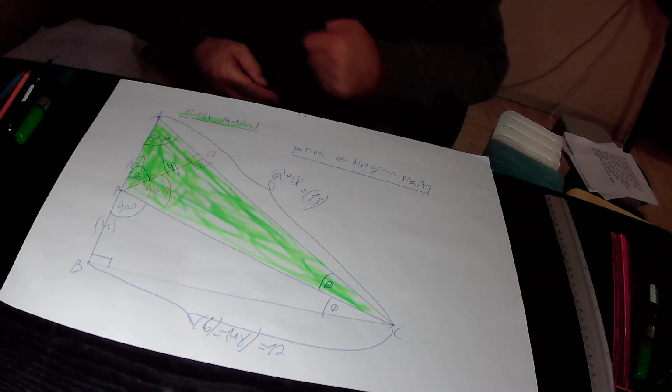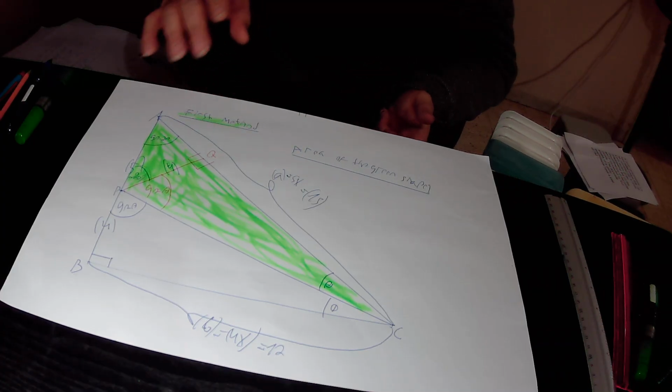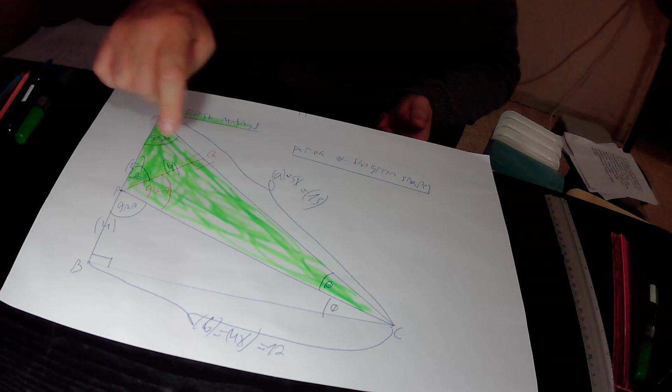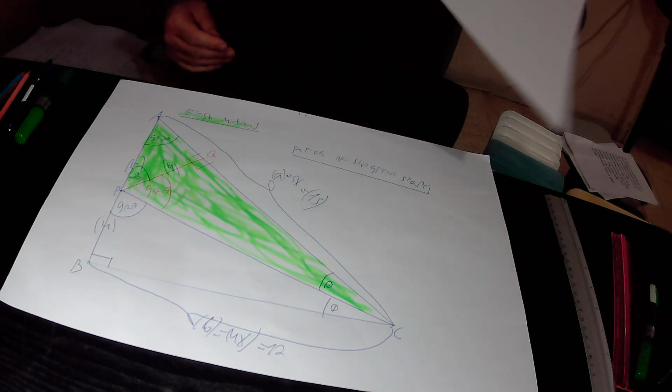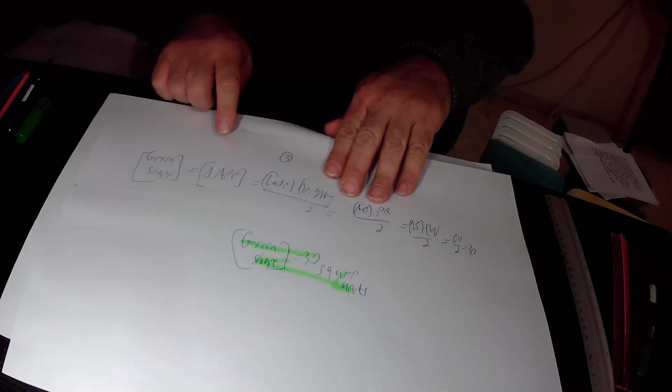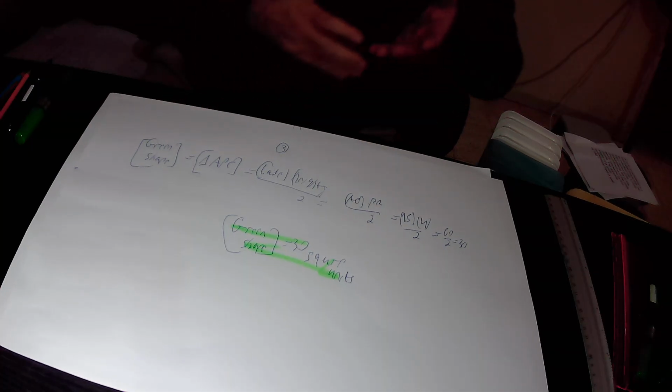Our task is to find the area of this green shape. What is the area of the green shape? The green shape is actually the green triangle APC. So our task is to find the area of the green triangle APC.